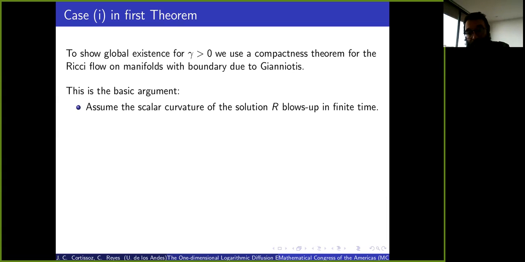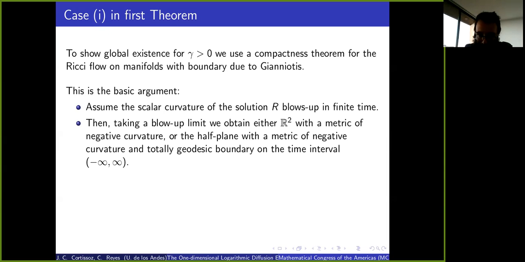Assume that the scalar curvature R of the solution blows up in finite time. I made a little mistake: I should have written before the formula for R in terms of U. You'll see it in a later slide. But remember, to the logarithmic diffusion equation there is a Ricci flow associated to it. And then to produce a compactness argument, you may assume that the scalar curvature blows up in finite time. That's what we don't want. We want to show that it doesn't happen. So assume it happens.